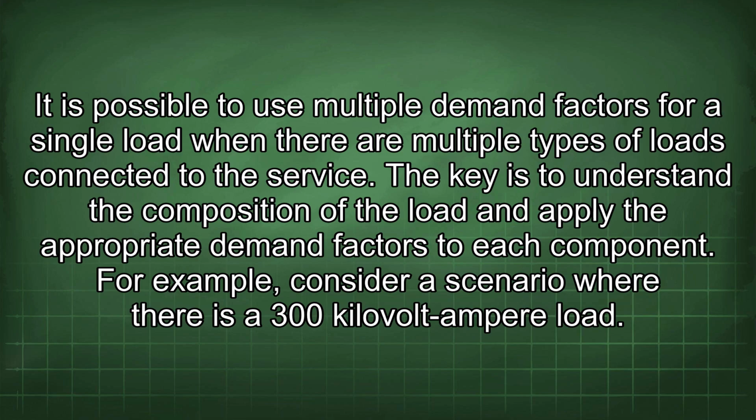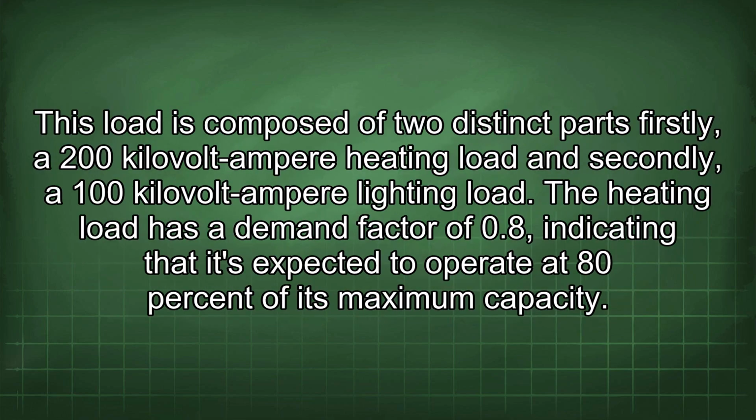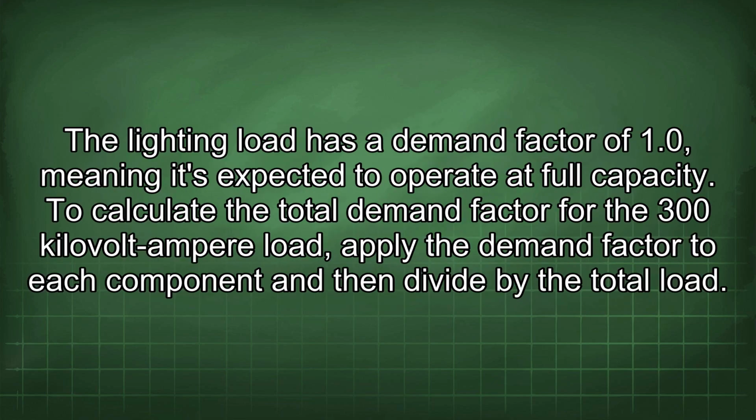each component. For example, consider a scenario where there is a 300 kV load. This load is composed of two distinct parts: firstly, a 200 kV heating load, and secondly, a 100 kV lighting load. The heating load has a demand factor of 0.8, indicating that it's expected to operate at 80% of its maximum capacity. The lighting load has a demand factor of 1.0, meaning it's expected to operate at full capacity.